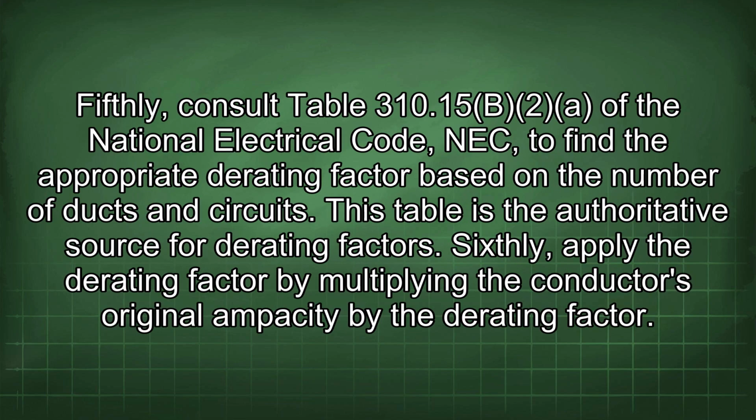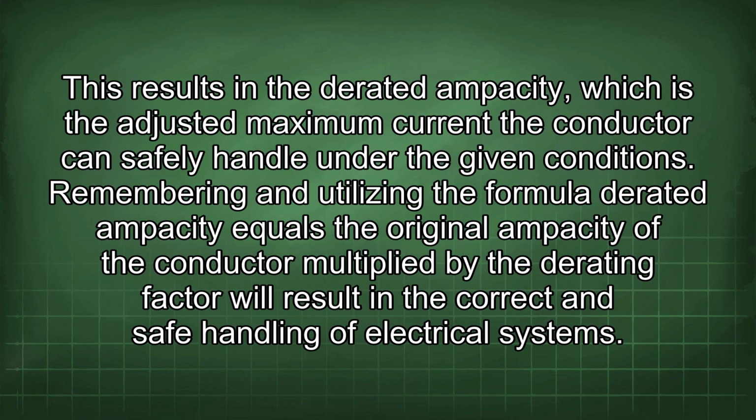Fifthly, consult Table 310.15(B)(2) of the National Electrical Code, NEC, to find the appropriate derating factor based on the number of ducts and circuits. This table is the authoritative source for derating factors. Sixthly, apply the derating factor by multiplying the conductor's original ampacity by the derating factor. This results in the derated ampacity, which is the adjusted maximum current the conductor can safely handle under the given conditions. Remembering and utilizing the formula, derated ampacity equals the original ampacity of the conductor multiplied by the derating factor, will result in the correct and safe handling of electrical systems.